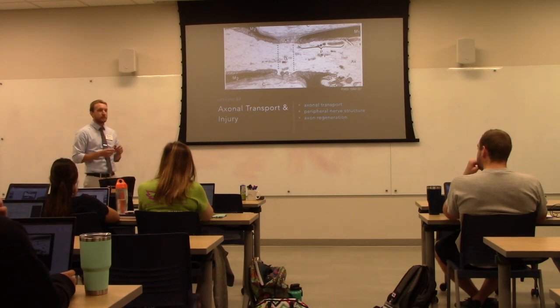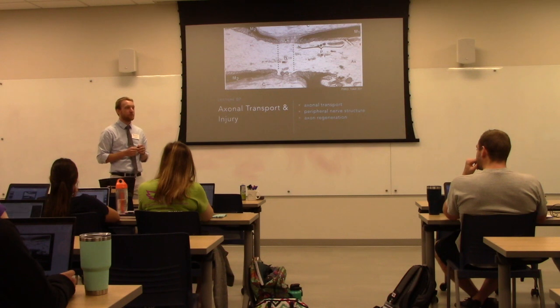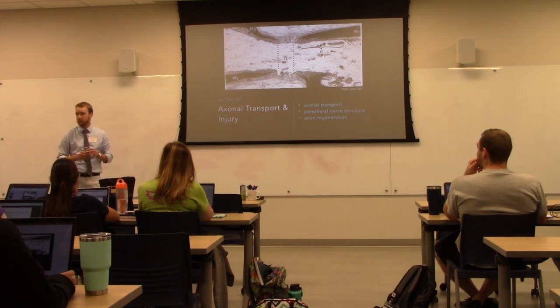And in between there, we'll talk just a bit about the very basic structure of a peripheral nerve. Because it's not just a bundle of axons. It's mostly a bundle of axons, but there's a couple other things in there that matter.